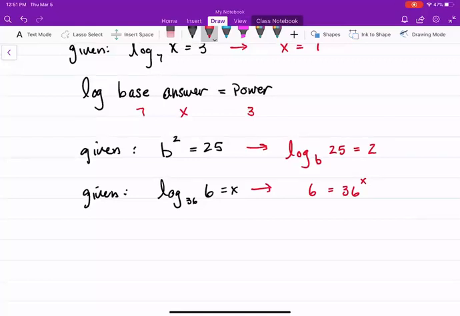So again, log base is 36, right? So the base is 36. Everybody see the 36? Answer is 6. Is it equal to 6? Equal to the power x. Is that power x? It is.